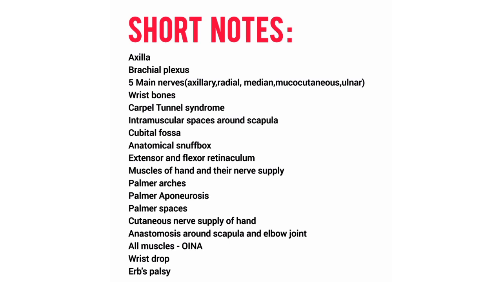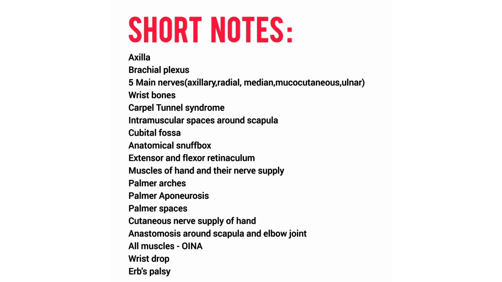Then is the extensor and flexor retinaculum. It is also a very important topic, and the diagram is also important. What are the structures passing above it and what are the structures passing below it, along with the clinical correlation needs to be mentioned. Then is the muscles of hand and their nerve supply. Which nerve supplies the superficial muscles and which nerve supplies the deep muscles are very, very important. The palmar arches and the palmar aponeurosis are kind of important but can be left, but it's a 50-50 chance that these questions can be asked.